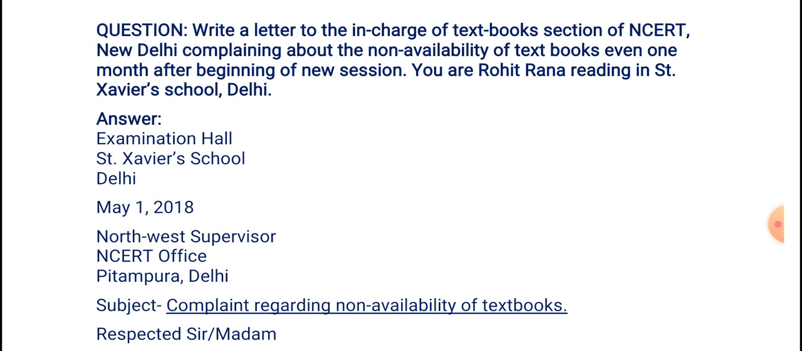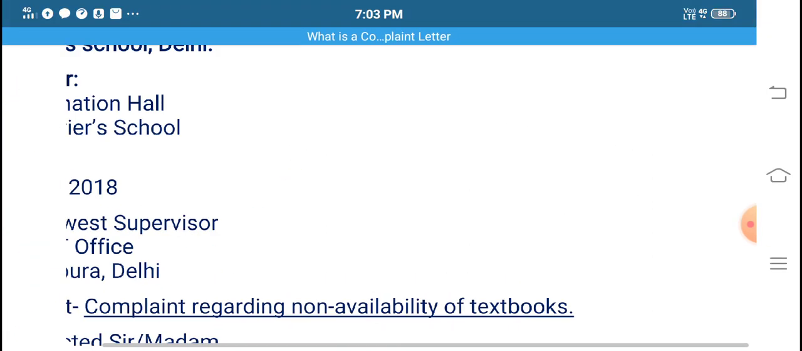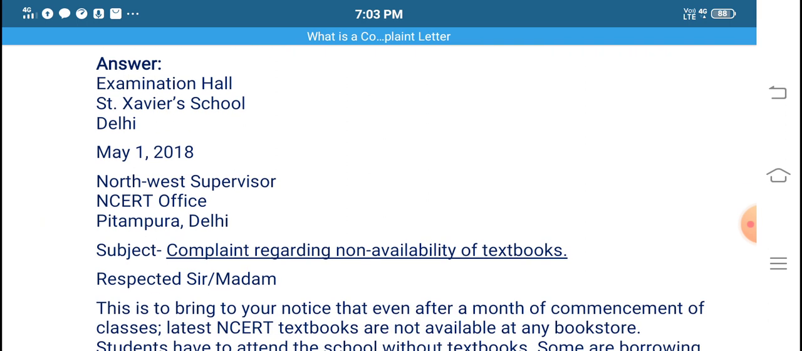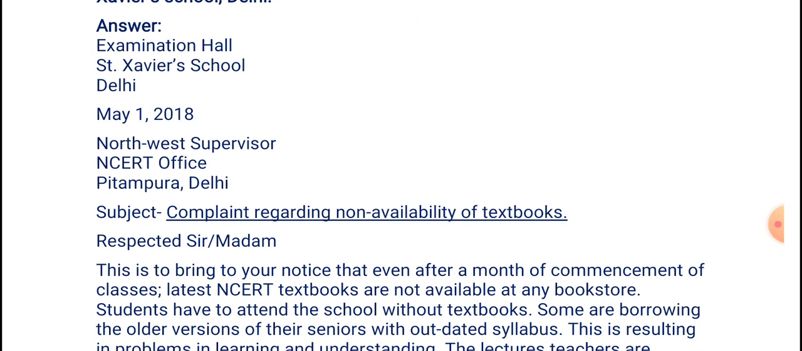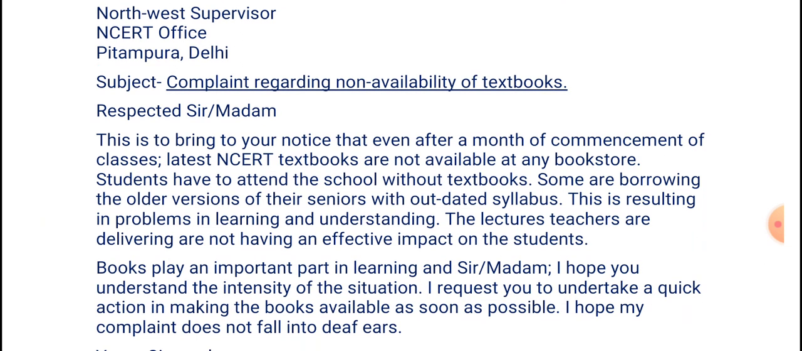Write a letter to the in charge of the textbook section of NCERT, New Delhi, complaining about the non-availability of the textbooks even 1 month after the beginning of the new session. You are Rohit Rana, reading in St. Xavier's School, Delhi. So this is another example. Complaint regarding non-availability of books. This is the subject. Then salutation is there.